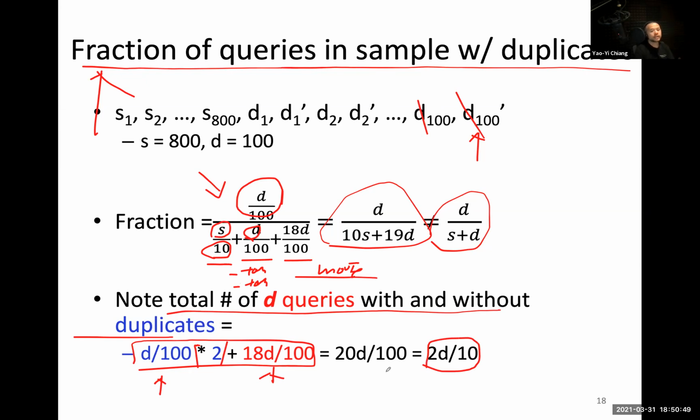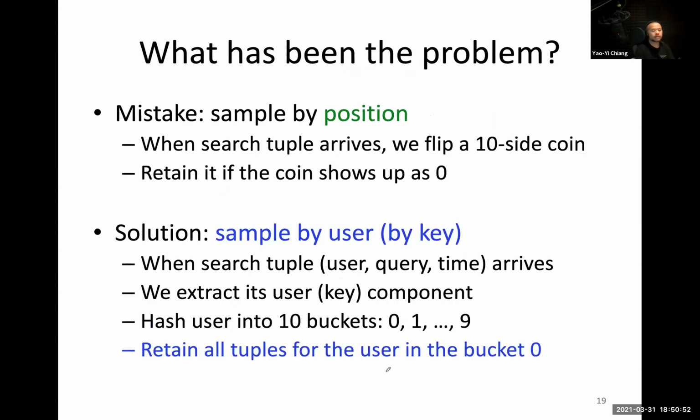Okay. So what was the problem? Why doesn't the sample give us similar or exactly the same result as our offline approach? Well, the expected value of your sampling approach should have the same result as your offline approach. But the mistake here is we are sampling by position. So that means when the search tuple arrives, we are going to flip a coin and retain the tuples if the coin shows up as 0. So sampling by position is not ideal.